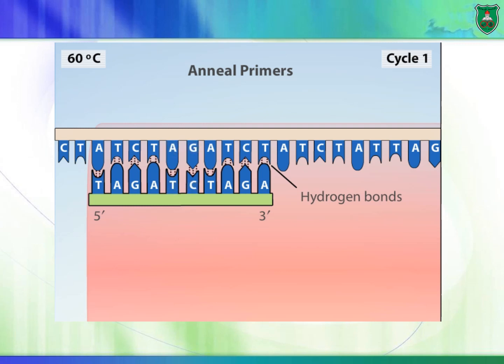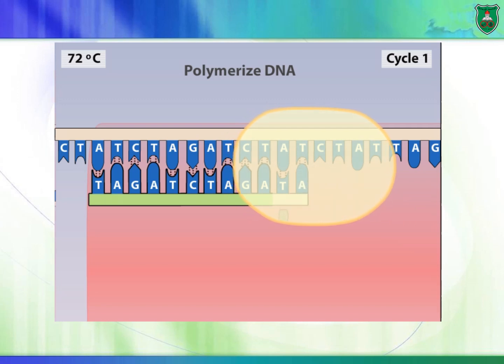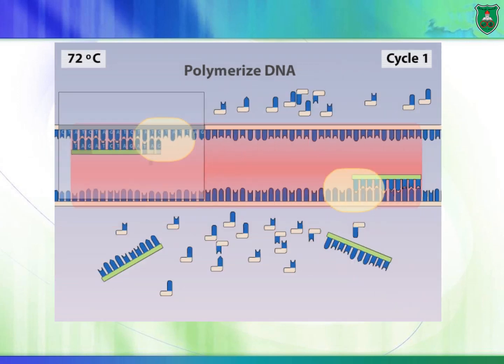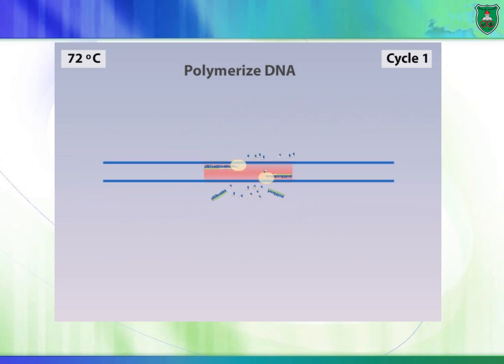In the next phase, the temperature is raised to 72 degrees Celsius. Taq polymerase functions optimally at this temperature and begins polymerization, adding nucleotides to the 3' end of each primer attached to the DNA strand. After one complete cycle, there are 2 double-stranded copies of the target DNA.